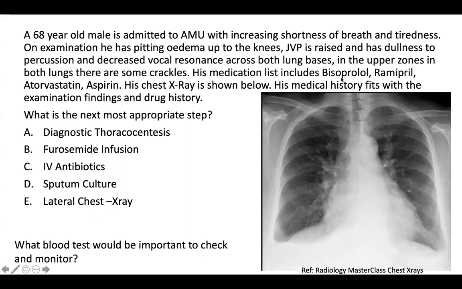So what's the most appropriate next step? This is a tricky one, but well done to those of you who said a furosemide infusion. There are a couple of reasons why this is the right answer. First, this patient is symptomatic. I haven't given you their stats or how they're doing, but we know they've got a really raised JVP, and we know that with these signs they're likely to be breathless. So we want to treat them.